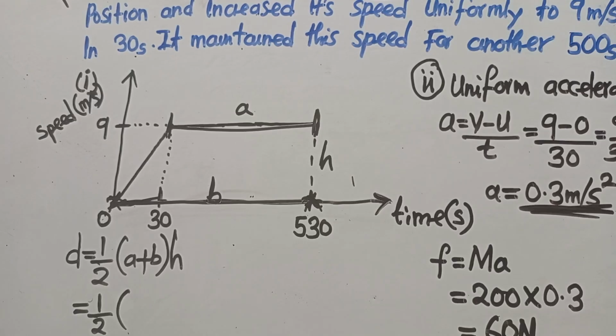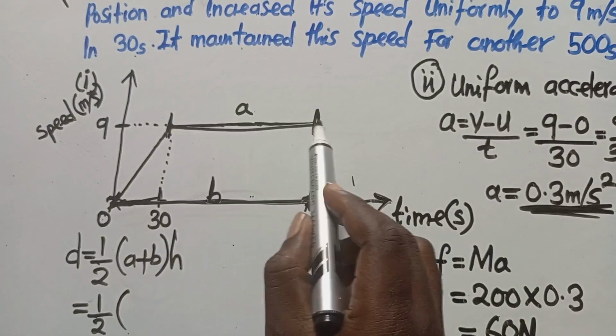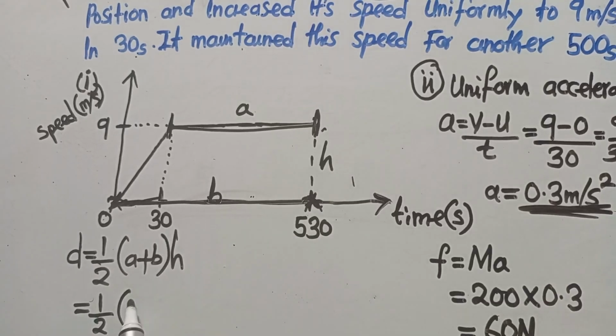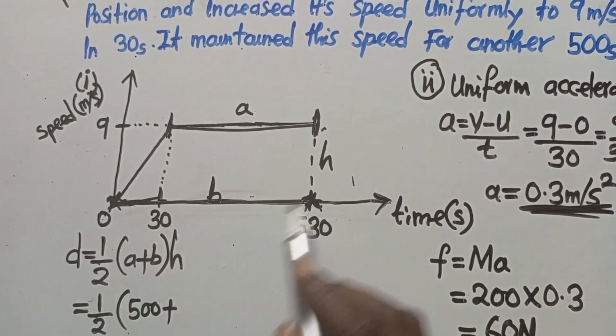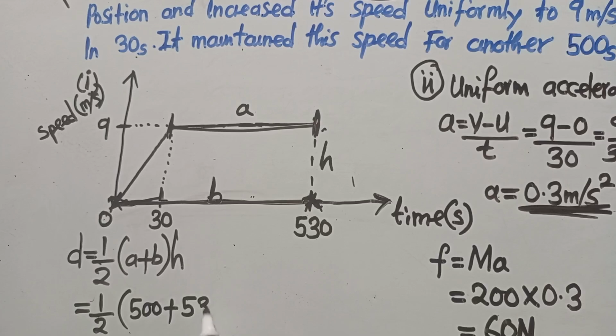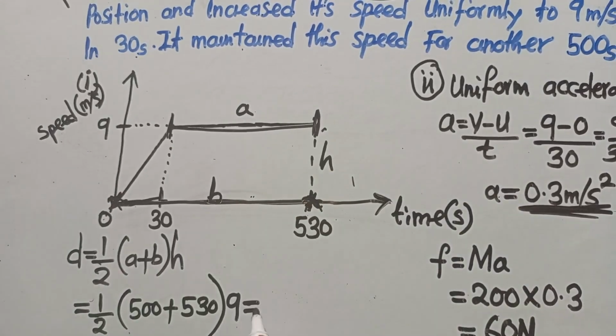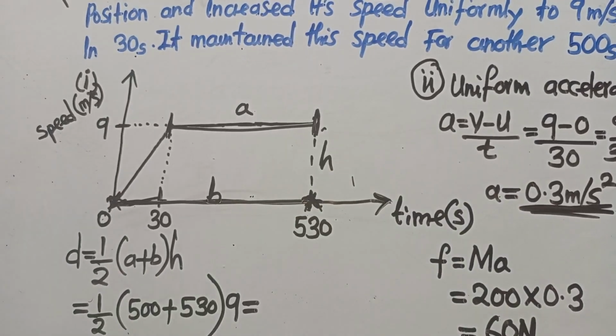So this is what you need to know. These are certain things you need to understand. A, the difference from here to there, that is 530 minus 30. That is 500. From here to there, that is 530. Then height, that is my height, which is what? 9. What is the answer here? What answer am I getting?